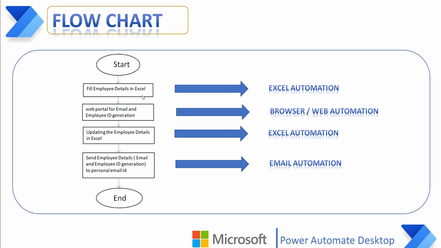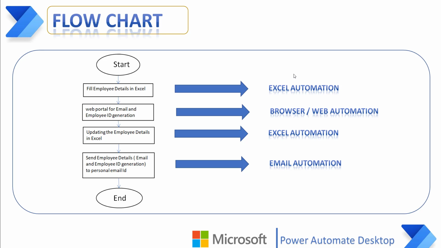For filling the employee details in the Excel, we'll retrieve the data from the Excel by using Excel automation. And then we are going to fill these details in the web portal for email ID generation and the employee ID by using browser or web automation in Power Automate Desktop. Once we have received the email ID and the employee ID, we are going to update back the Excel sheet with Excel automation. And then finally, to send the details, such as email ID and employee ID, which we have generated by using the web portal, to the particular employee's email ID, we are going to use email automation.